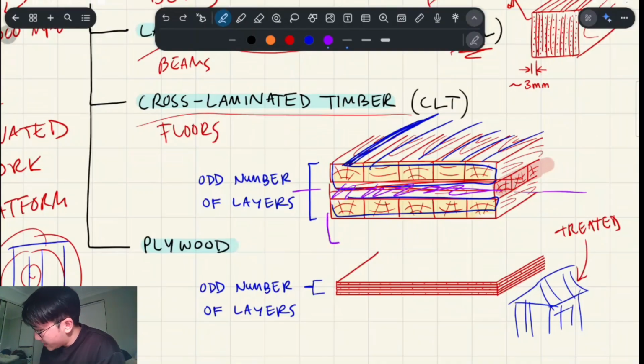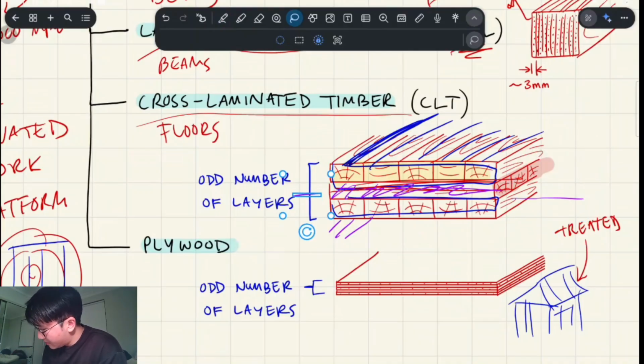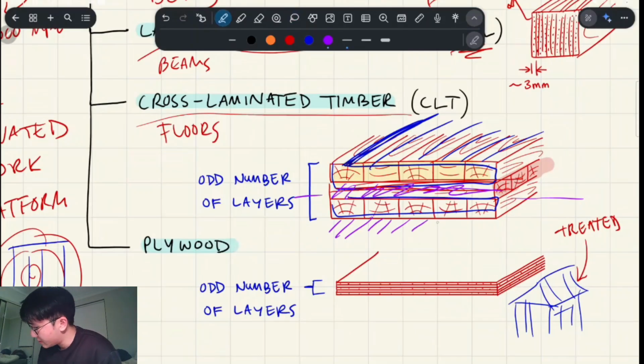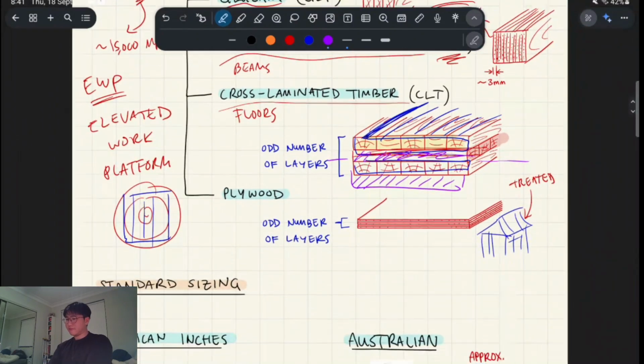So if we have 4 layers instead, right, the neutral axis becomes unsymmetrical. So it becomes like here and here. And so if we have this going on, you're going to end up with worse calculations than if you had an odd amount of layers. So that's what I'm trying to say there.